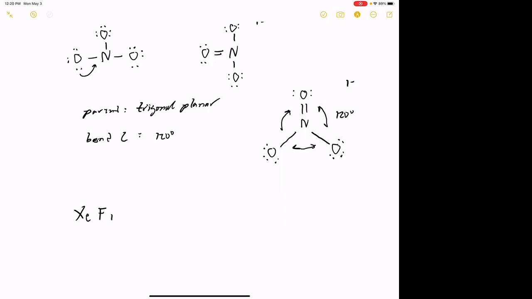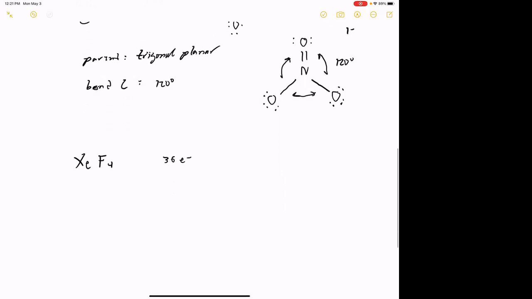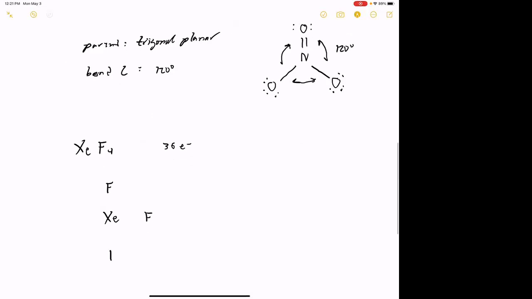XeF4, that would be xenon tetrafluoride. Okay, so it looks like I've got a total of 36 electrons there to work with. So I'm going to have 4 times 7 is 28 coming from the fluorines and 8 more from the xenon. Okay, so the xenon's got to go in the middle. We'll surround it by fluorines. Again, this is just a Lewis structure. We're not terribly worried about geometry yet.